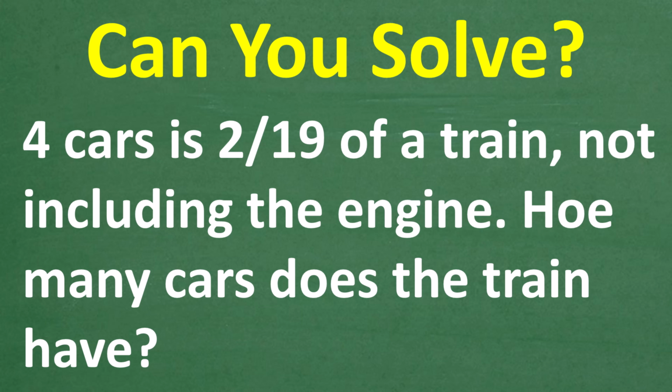Four railroad cars is 2/19 of a train, not including the engine. How many cars does the train have? Okay, so that is the question. Feel free to use a calculator. But if you can figure this out, go ahead and put your answer into the comment section. And then, of course, I'm going to solve this problem step by step.